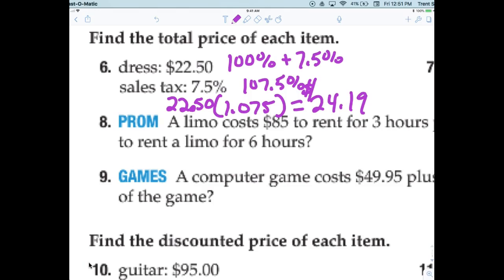Everybody okay with that? Yes, sir. All right, hopefully it's coming back to you. Hopefully it's coming back. All right, now let's take a look at number 8.